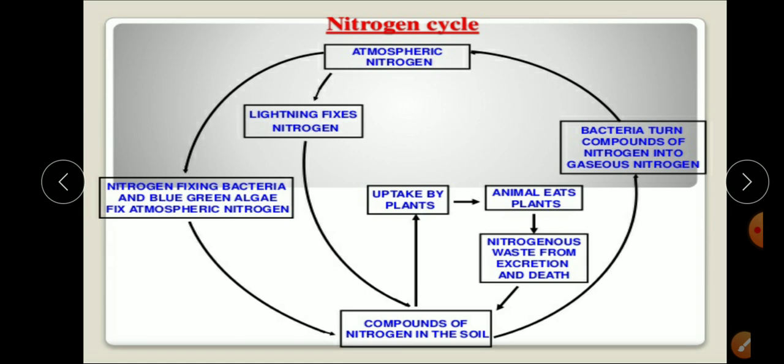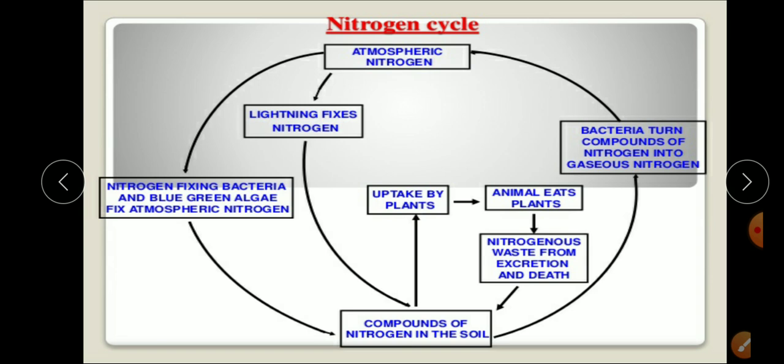So here the compounds of nitrogen in the soil are taken up by plants, then the plants are eaten by animals, and then the animals return nitrogenous waste through excretion and death. Okay, so certain other bacteria convert some part of the nitrogenous compounds to nitrogen gas, which goes back into the atmosphere. Again they go back to the atmosphere.